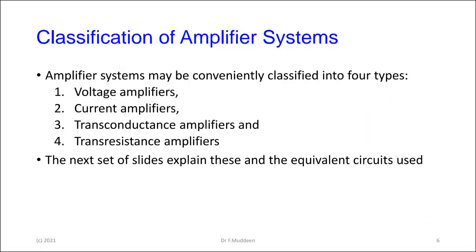So for the configurations, we can basically classify amplifier systems into 4 types. The voltage amplifiers, which are the ones that we tend to meet all the time. You've been seeing and working with those all the way through. Current amplifiers, transconductance amplifiers, and transresistance amplifiers. We'll walk through those and then comment on the equivalent circuits that are used.